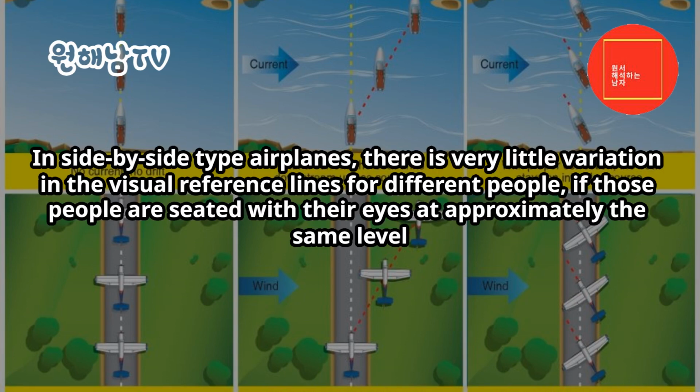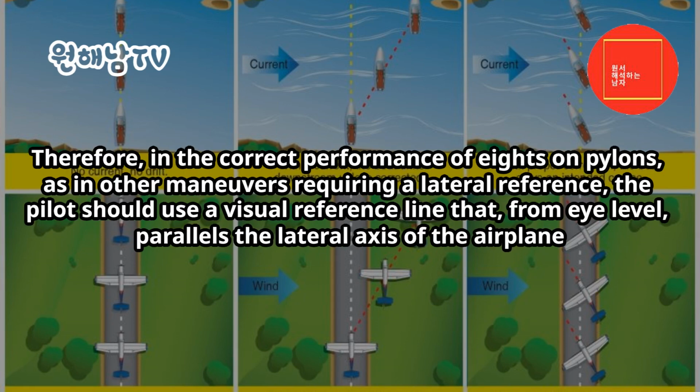In side-by-side type airplanes, there is very little variation in the visual reference lines for different people, if those people are seated with their eyes at approximately the same level. Therefore, in the correct performance of eights on pylons, as in other maneuvers requiring a lateral reference, the pilot should use a visual reference line that, from eye level, parallels the lateral axis of the airplane.